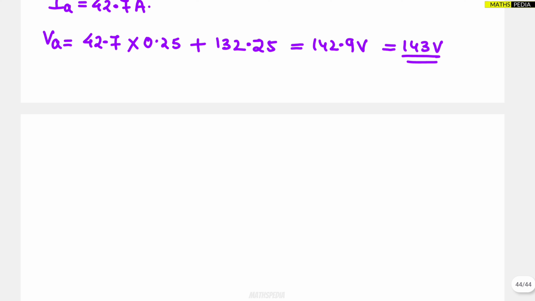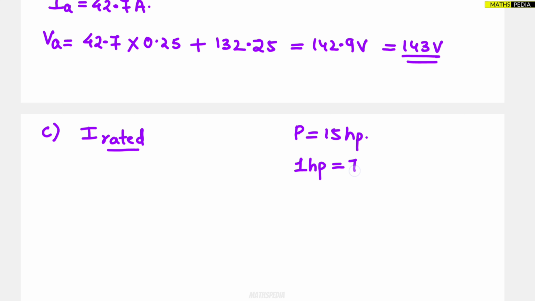So here the C part is to find out the rated values. We are given that power is equal to 15 HP. So 1 HP is equal to what? 746 watts. So you can convert the power into watts itself. Yes, you can convert. So that is fine. So power will be equal to 15 into 746 watts.